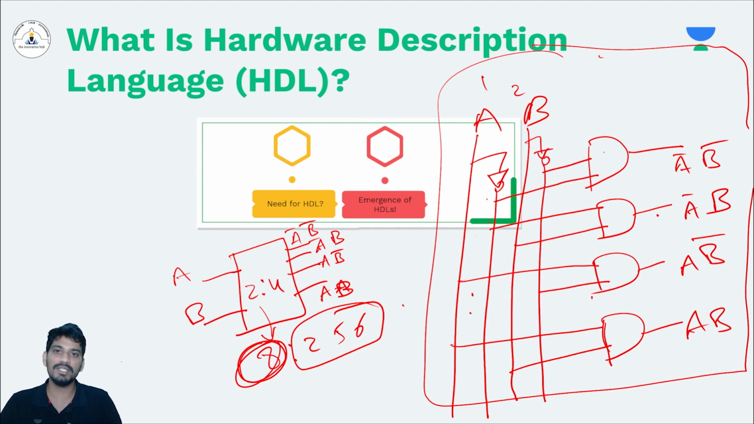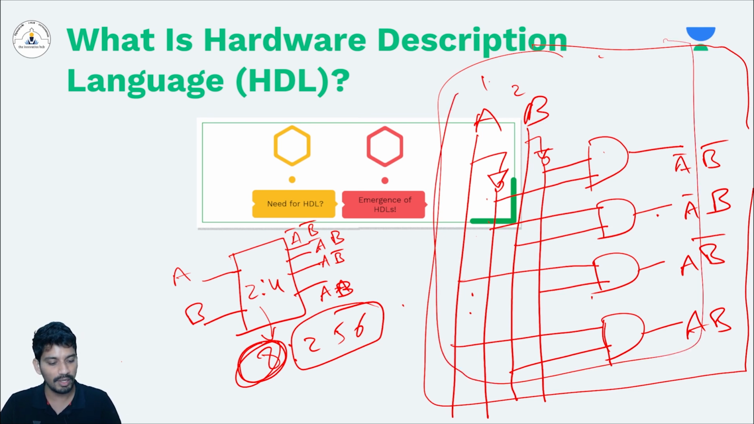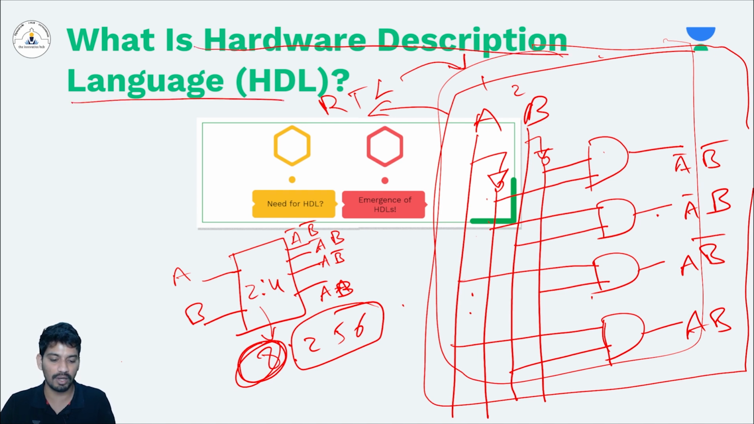So the engineers at that time required a language where they can define the functionality of this block, and by using some tool they want to convert this language into the circuit. So that language is hardware description language, where you want to describe your hardware or circuit in a language. This is the need of hardware description language.